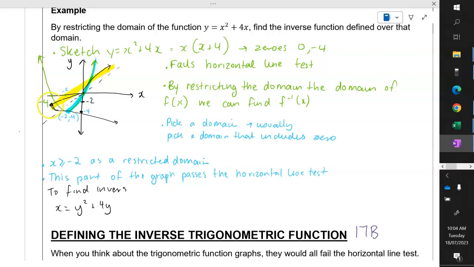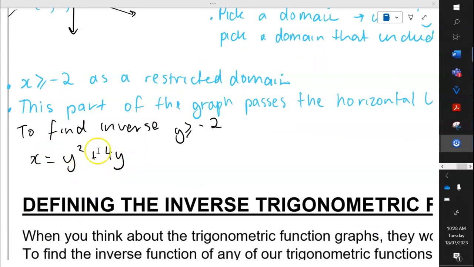The yellow part of that graph is going to be for values of y greater than or equal to -2. Remember when we were swapping the domain and the range for our inverse? We take the value we had up here for our restricted domain of the function and make that a y, that's our restricted domain of our inverse. We need to find a solution for this, and the only way to do that is to complete the square. So let's write complete the square underneath.